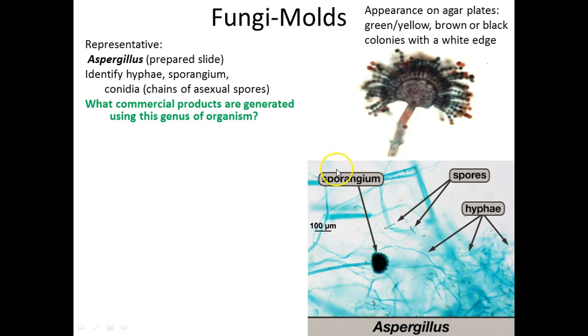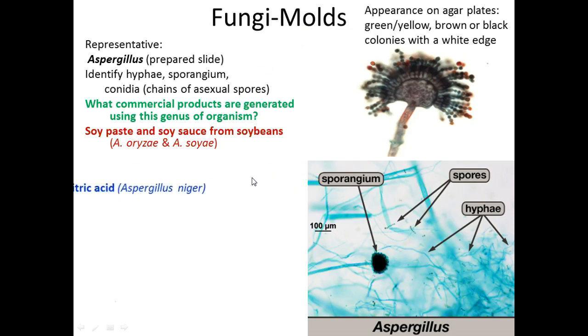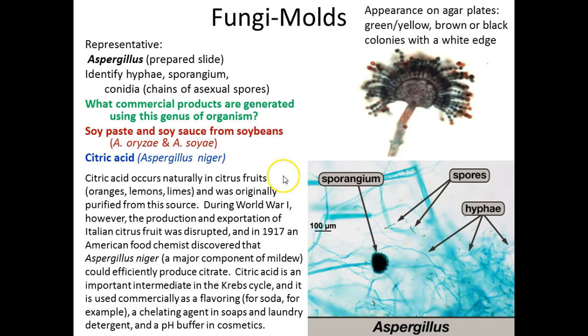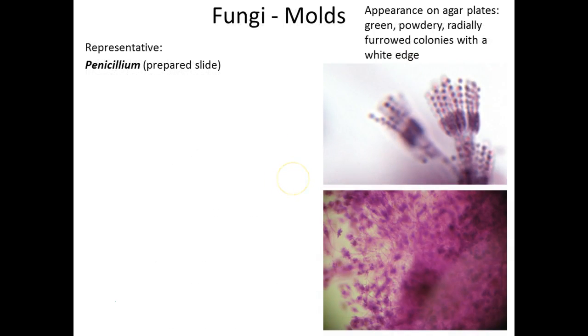So these organisms are actually somewhat good. They actually produce a commercial product that we take from them. Did you guys figure out what that was? Yeah, citric acid. It's also used to make soy paste and soy sauce, right, from soybeans. It's also a major component of mildew. Used for lots of things.